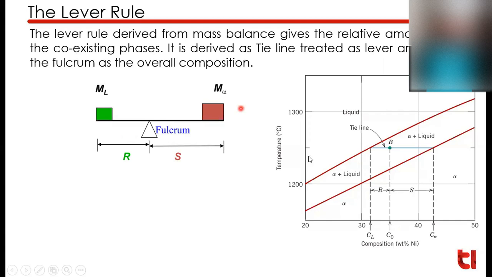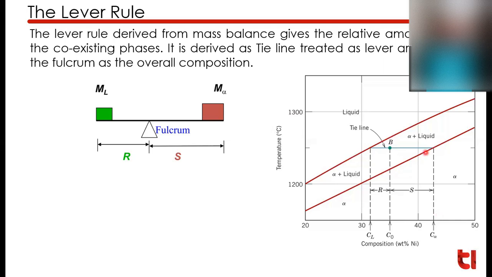So here the pivot is represented in this phase diagram and two phase region. The blue line is drawn, and this point B, which corresponds to C naught, behaves like a pivot here. Okay, so on one side you have C liquid, which corresponds to M liquid. On the other side you have C alpha, which corresponds to M alpha.